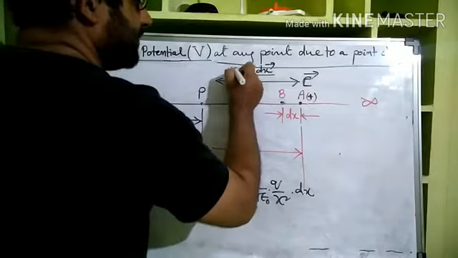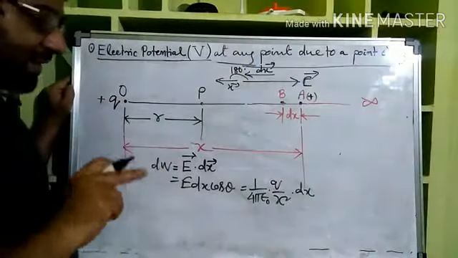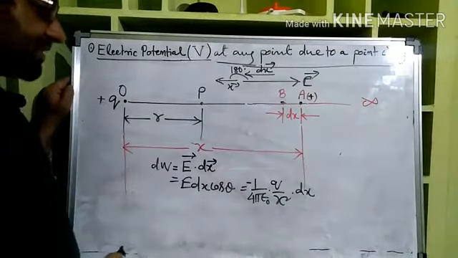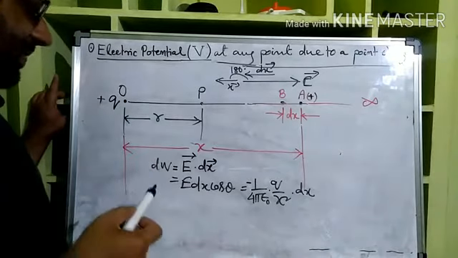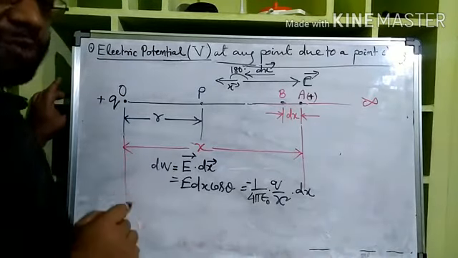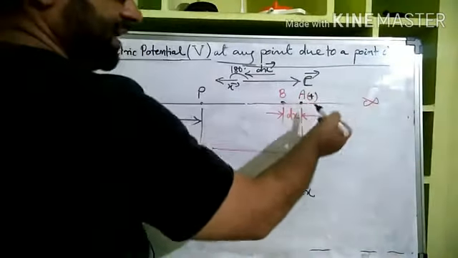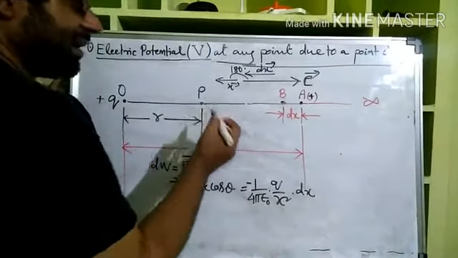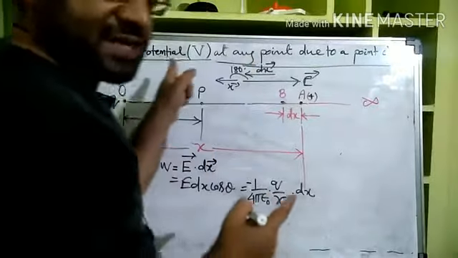So what is the angle between them? 180 degree, right? So cos 180 degree is equal to minus 1. So we can write minus 1 by 4 pi epsilon naught q by x square dx. But this is dw. What is the total work done in bringing it from infinity? Bringing a unit positive charge from infinity to this point is called the electric potential at any point due to a point charge, right?